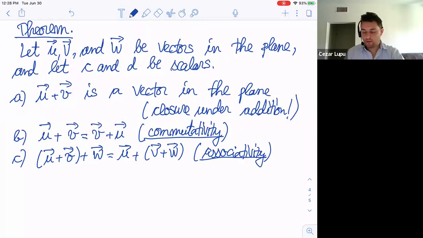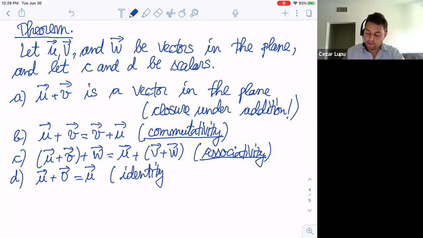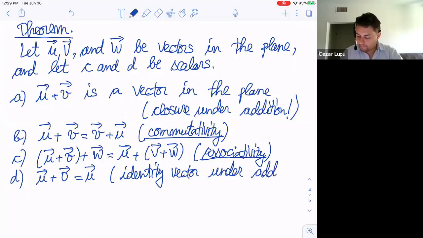Okay. Now, we can also add by the null element, so by the null vector. So u plus, let's say, the 0 vector will be just the u vector. So this is, let's say, the identity or the null element. Okay, I'm going to call it the identity vector under addition. This is very important because we'll also have an identity vector under multiplication.